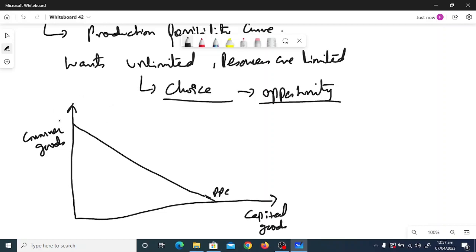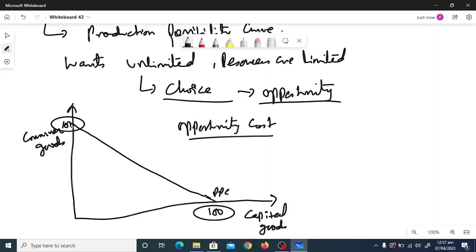In this you can see that there are 100 units which could be produced of consumer goods, and 100 units which could be produced of capital goods. For simplicity I have put 100, but it can be any value in the question given by the examiner. Because of opportunity cost and scarce resources, we can either produce these 100 or these 100. So what is the best option? Should we go for all consumer goods or all capital goods?